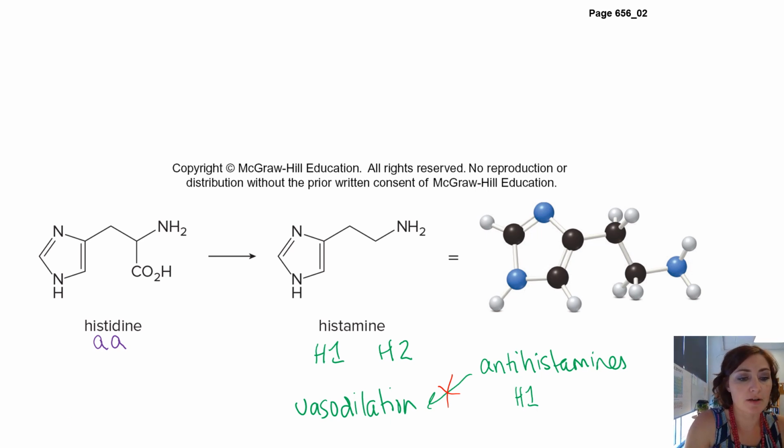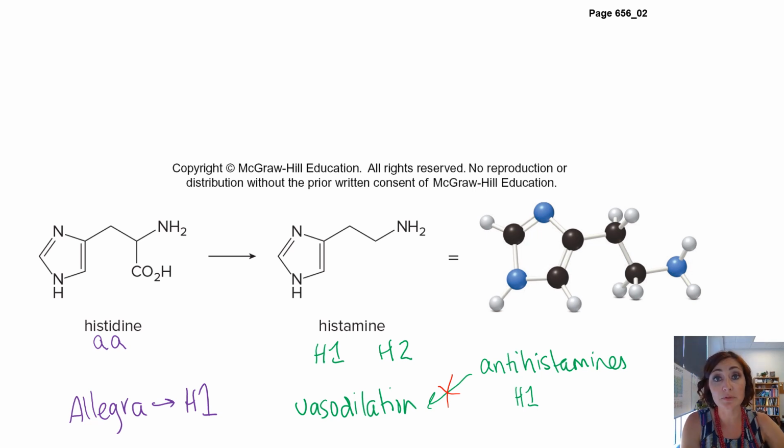Nowadays, we have drugs like Allegra that do the same thing. They're going to bind to your H1 receptors, but they do not cross the blood-brain barrier. So they're only going to prevent vasodilation within the body, but not binding with those H1 cells in the central nervous system, and therefore, you don't get drowsy when you take Allegra.